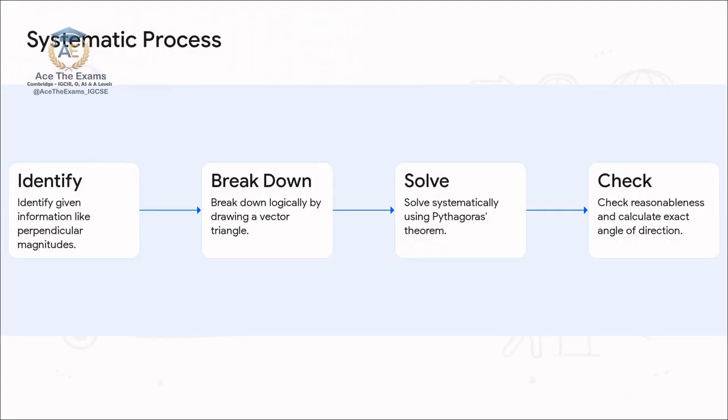Okay, circling back to that mystery from earlier. How exactly do we tackle those right angle vectors? Well, the clue is almost always buried in the word determine. When asked to determine a resultant, you need to draw a vector triangle from your given perpendicular magnitudes. Solve systematically using Pythagoras for the size, and then, and this is the vital check everyone forgets, use trigonometry to find the exact angle. Because remember, a resultant vector without an angle is literally just a scalar wearing a disguise.